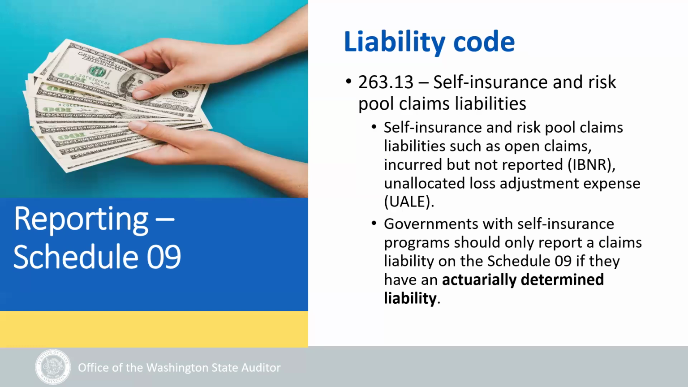We have also added a new liability code, 26313, self-insurance and risk pool claims liabilities. This is for self-insurance and risk pool claims liabilities such as open claims, incurred but not reported, and unallocated loss adjustment expense. Governments with self-insurance programs should only report a claims liability on the Schedule 09 if they have an actuarially determined liability.